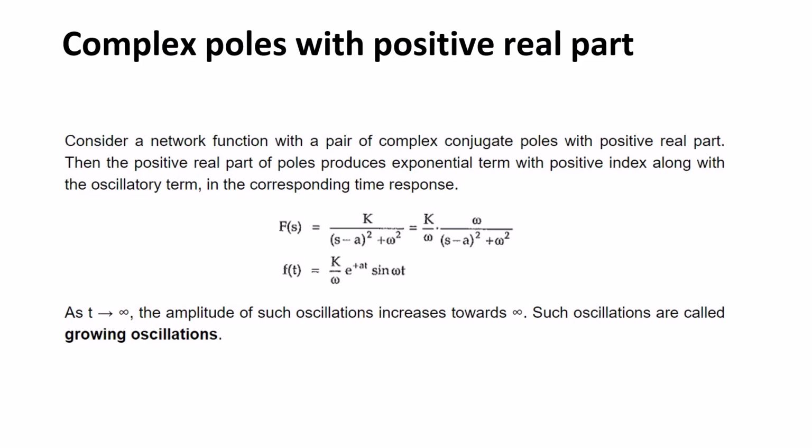Now, if we have complex poles with a positive real part, for s minus a, we have poles located at plus a plus or minus j omega. If you do the Laplace inverse for this, the time domain representation will be e to the power plus at sine omega t. So now the envelope on sine omega t will be e to the power plus at.